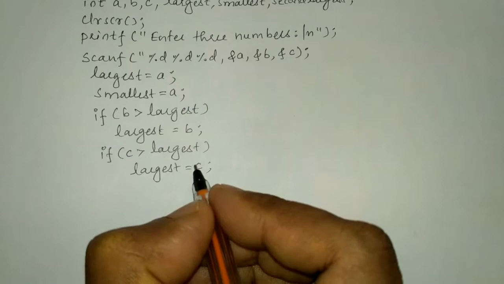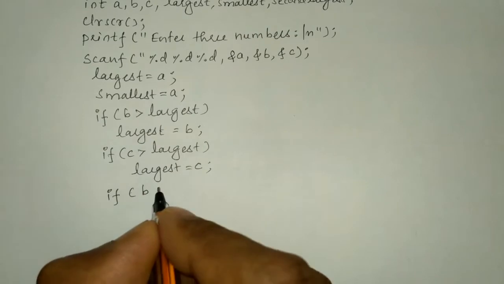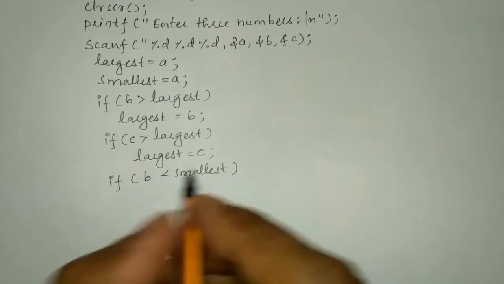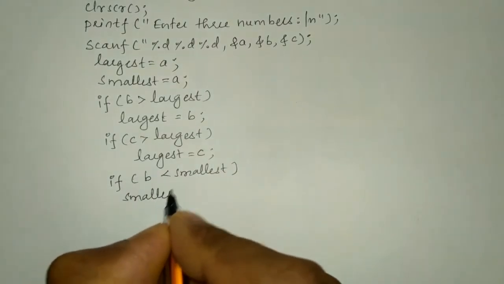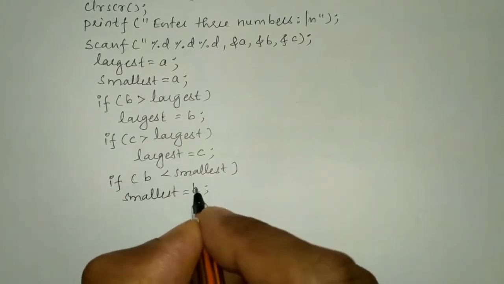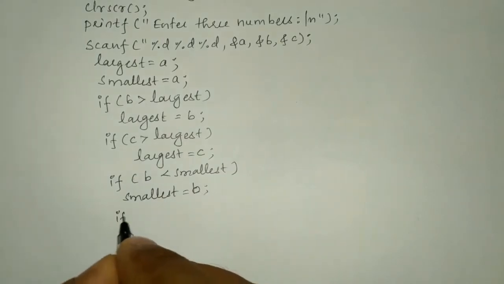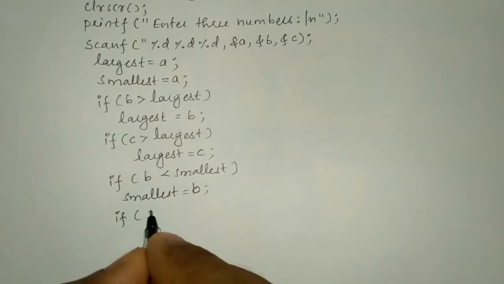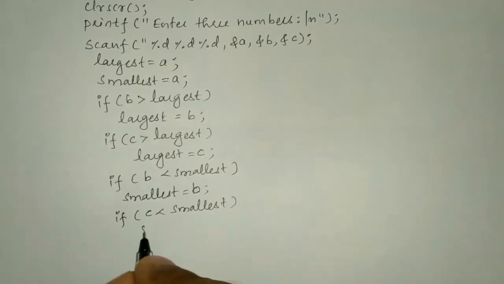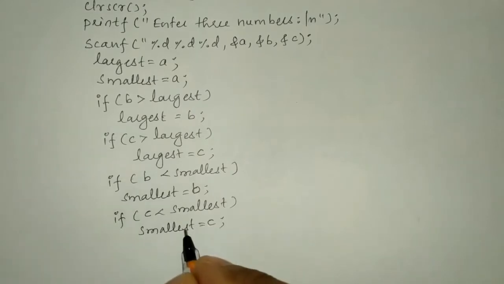Similarly, I'm going to write one more simple if statement. If b is less than smallest, if it is true, then I'll write smallest is equal to b. Sorry, this is b, right? Because we have taken b is less than smallest. We'll take one more statement over here. If c is less than smallest, then smallest variable must be equated with value c.